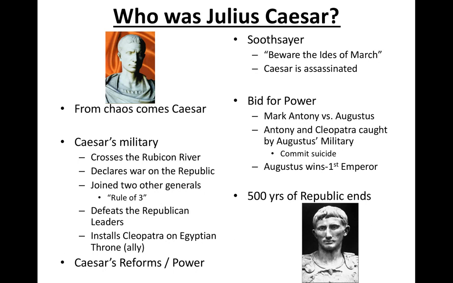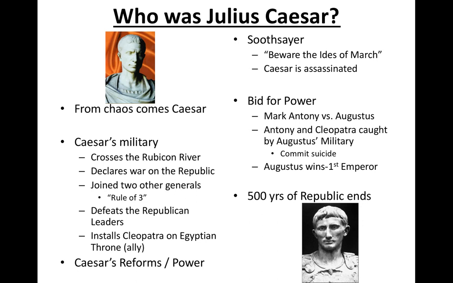So he crosses his military across the Rubicon River, which was essentially declaring war on Rome itself, on the Republic of Rome. Military powers were not allowed inside the city. The Rubicon is the river that kind of guards the city. And so he crosses the Rubicon River with his military. He declares war on the Roman Republic, and two other senators join with him, and they call themselves the Rule of Three with their militaries, and they defeat the Republican leaders who were in place at the time.